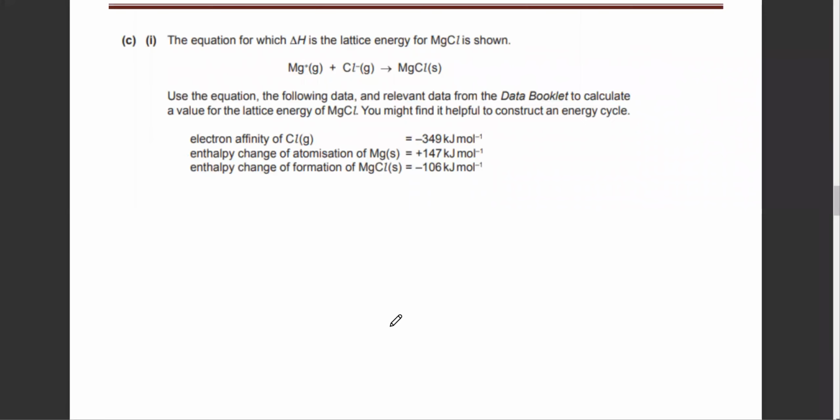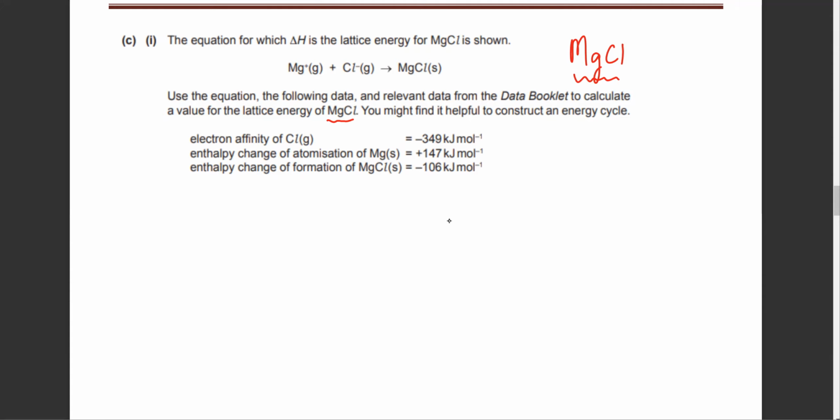Now he's saying, use the equation and the following data, and relevant data from the data booklet, to calculate a value for the lattice energy of MgCl. So he's asking you to calculate the lattice energy of MgCl. What's wrong with this formula? He's exactly saying MgCl. Can somebody tell me what's wrong? There's no 2 for chlorine. There's only 1 chlorine atom.